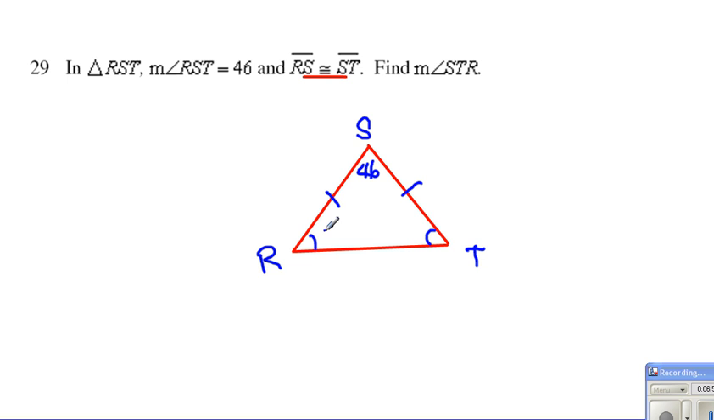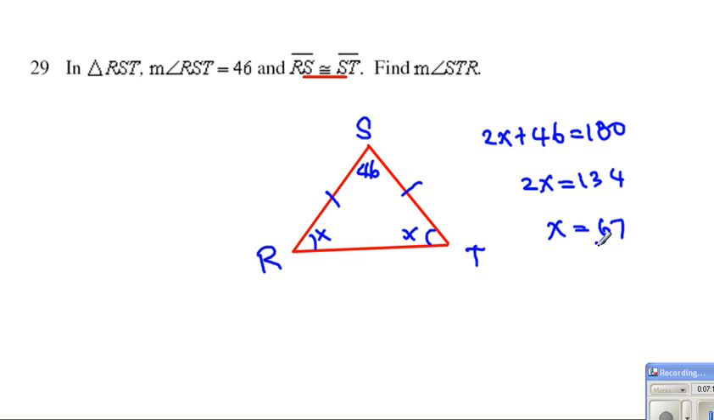That means, what do you realize about this one? We can say x and x. If you draw the picture correctly, then this should have been relatively easy. So 2x plus 46 must be 180. Then 2x must be equal to 134. Then x now becomes 67 degrees.